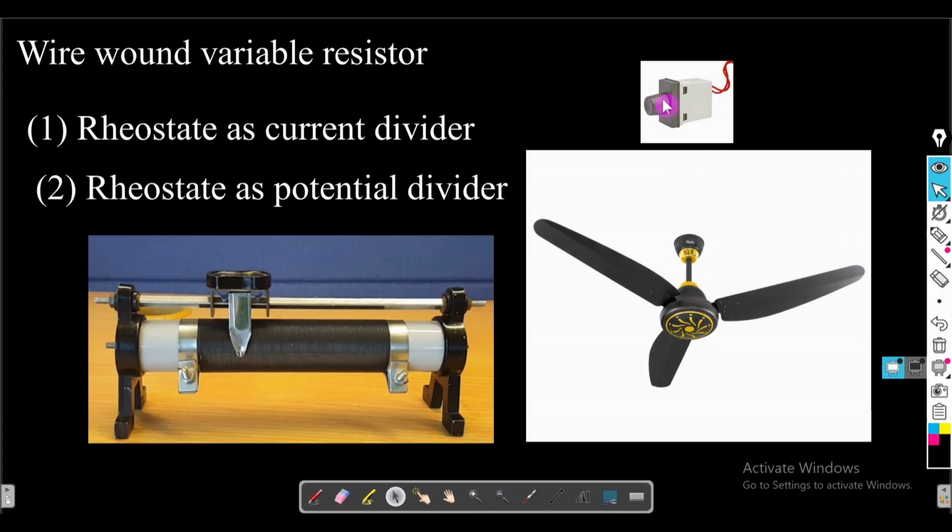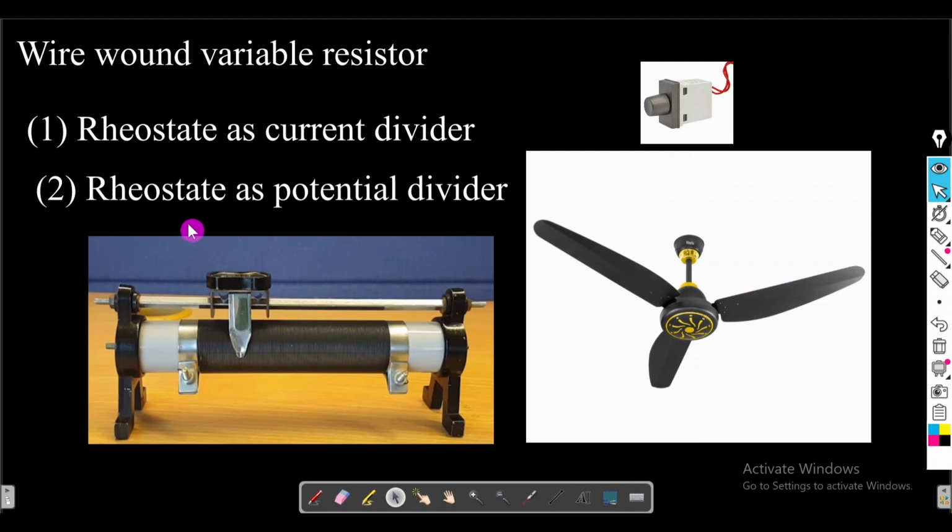So we will rotate the knob of this dimmer, and beside here we will have the rheostat functionality. By rotating this knob, the sliding contact of that rheostat will be changed, due to which the current allowed to this resistor will be changed, and in this way the speed of this fan will be increased or decreased. So this is the practical example of this rheostat as the current divider.